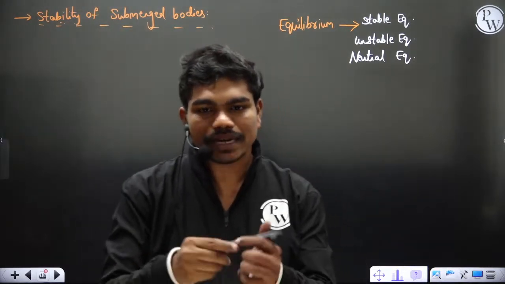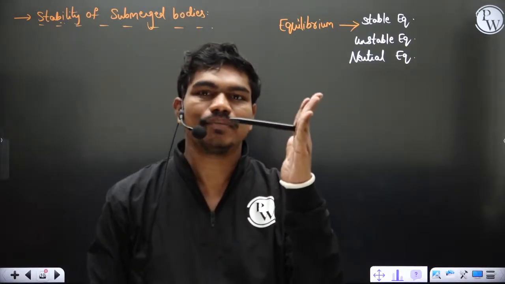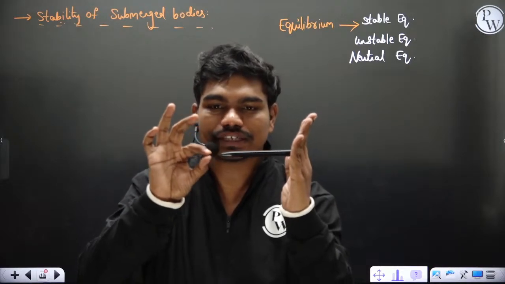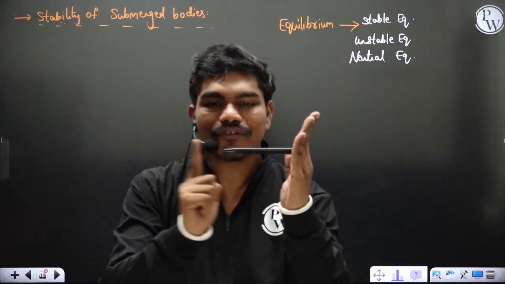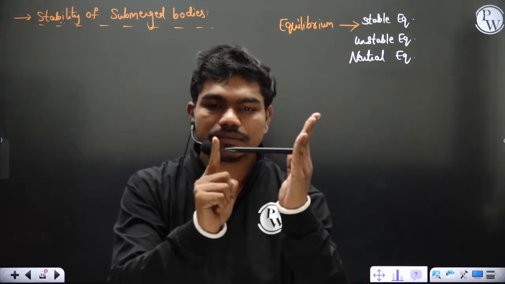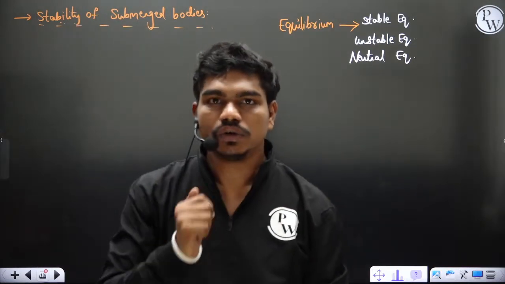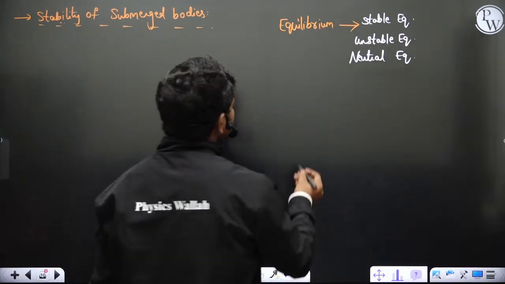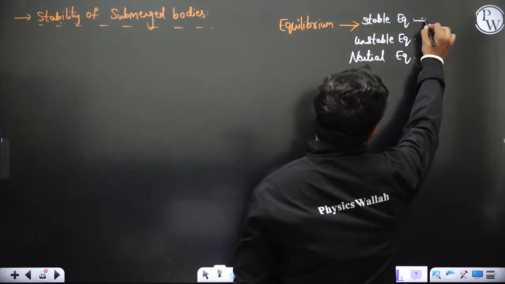Like for example, let us suppose I fix a spring like this. If I hold one end of the spring, and if I slightly pull and if I leave, then what happens? After certain oscillations, the edge again comes back to its same original position. Okay, so these kinds of situations are called stable equilibriums.